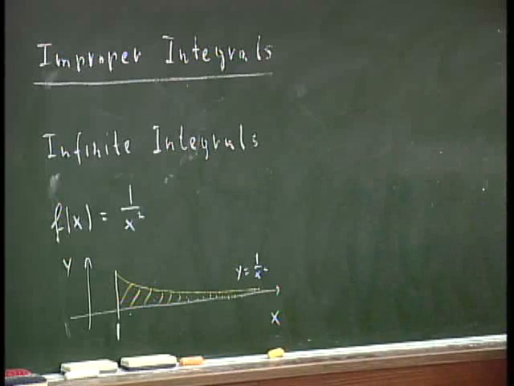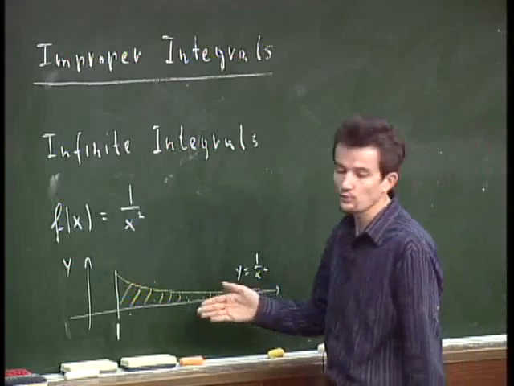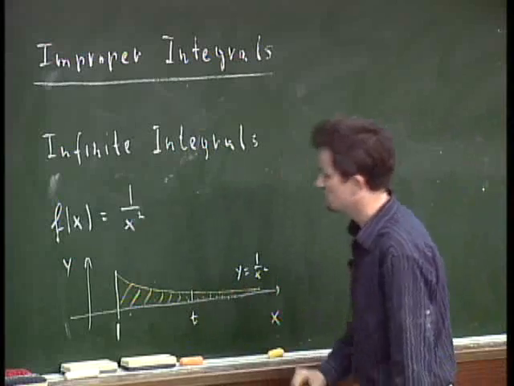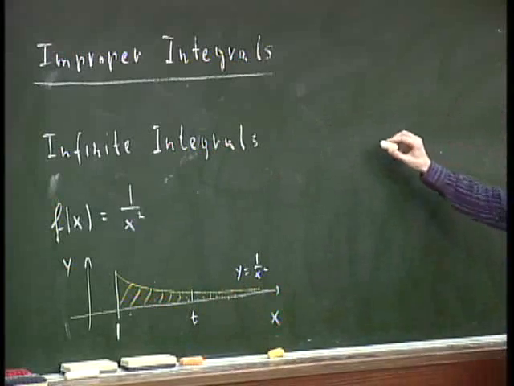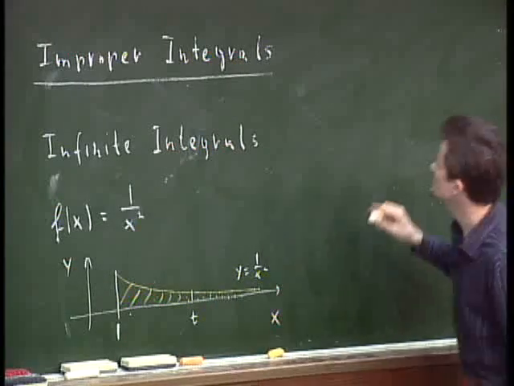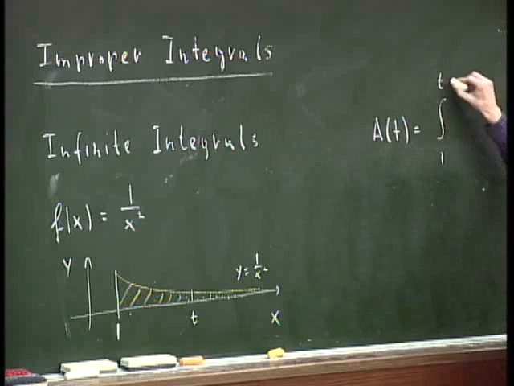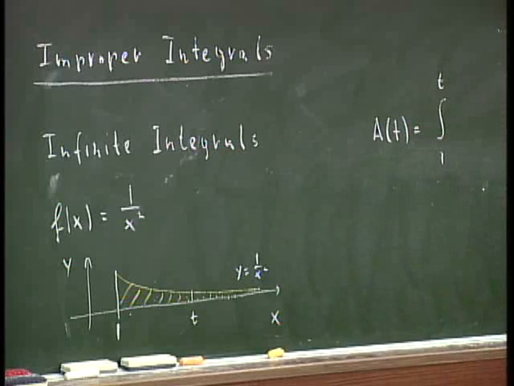Now you see that one way to approach this problem is you fix here some t. You see that actually you can easily compute the area from 1 to t. So this we call A of t. So this is the area below the function and above the x-axis from 1 to t of dx over x squared. Now you see this can be easily computed. So you have 1 minus 1 over t.